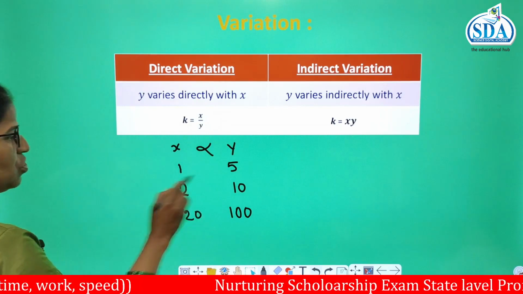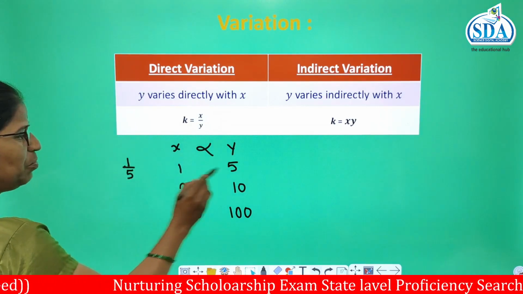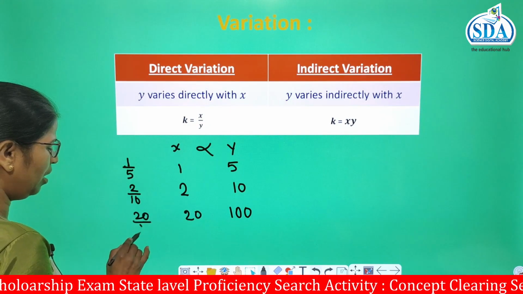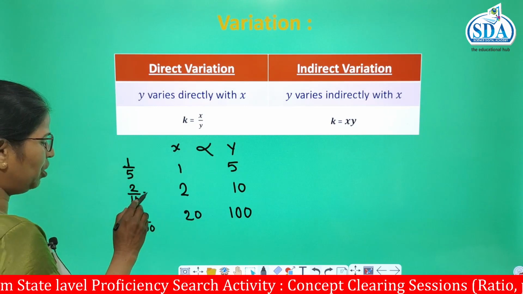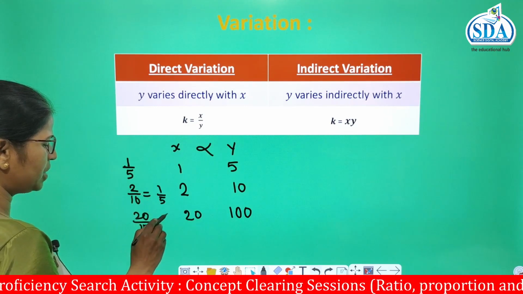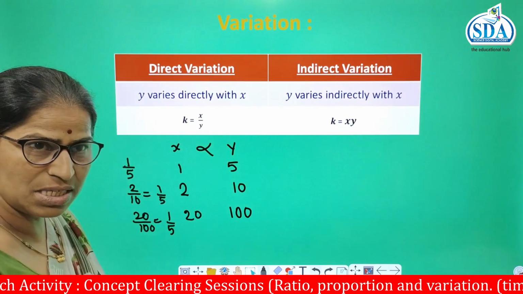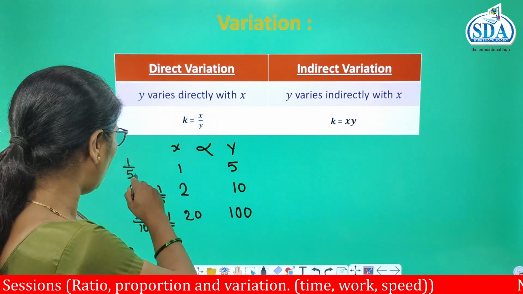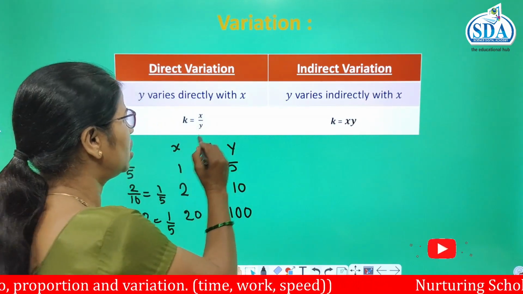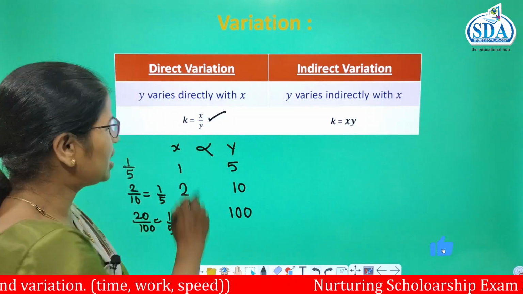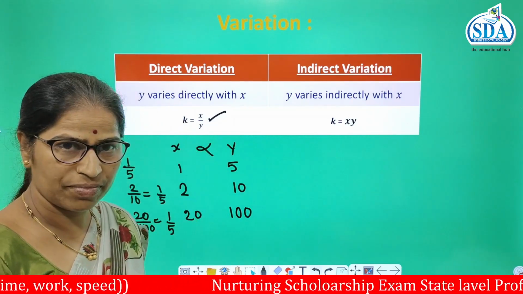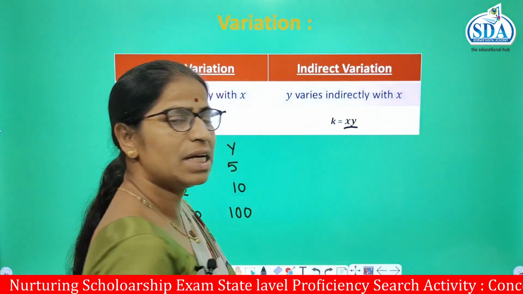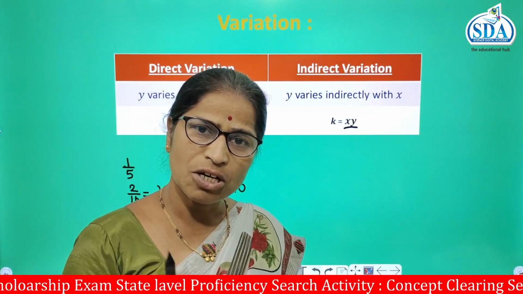Now try to take the ratio. First ratio is 1 upon 5. Second ratio is 2 upon 10. Third ratio is 20 upon 100. When we reduce it, it becomes 1 upon 5. It also becomes 1 upon 5. That means, in case of direct variation, the ratio of the two quantities is always constant. So, it is mentioned here x upon y is equal to k. While in case of indirect variation, the product of two quantities is always constant.